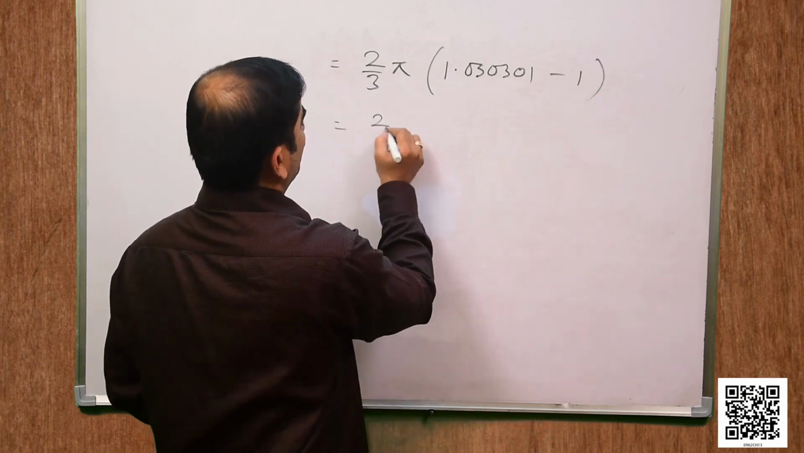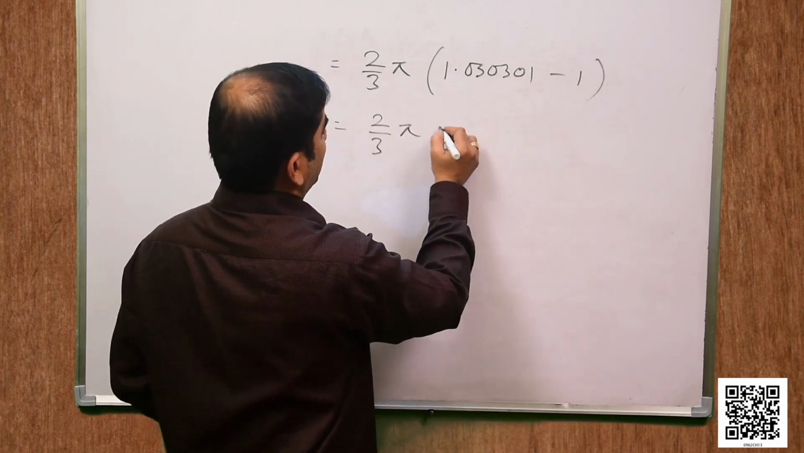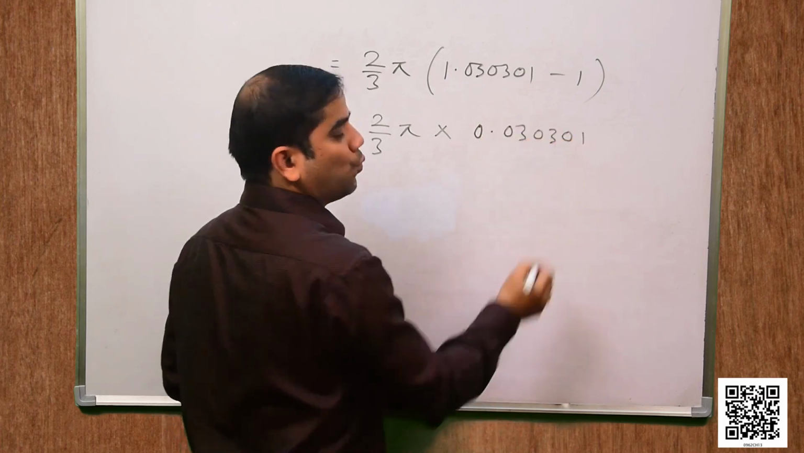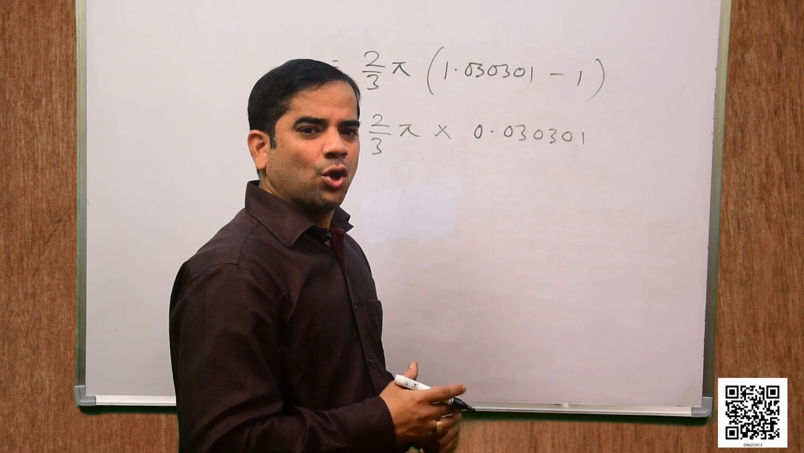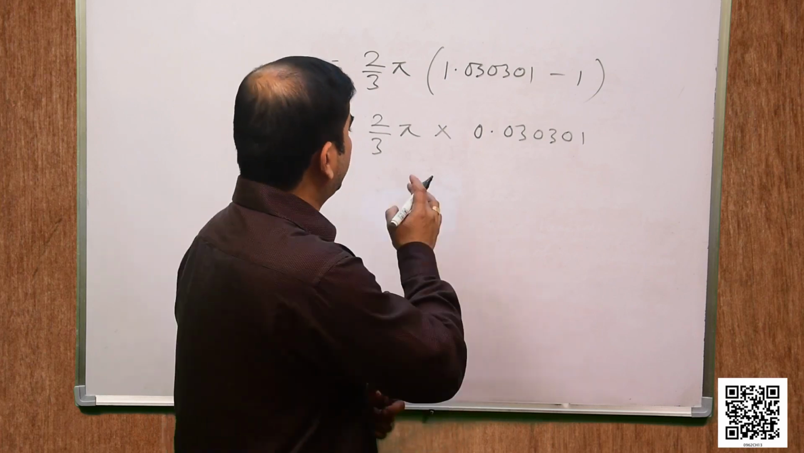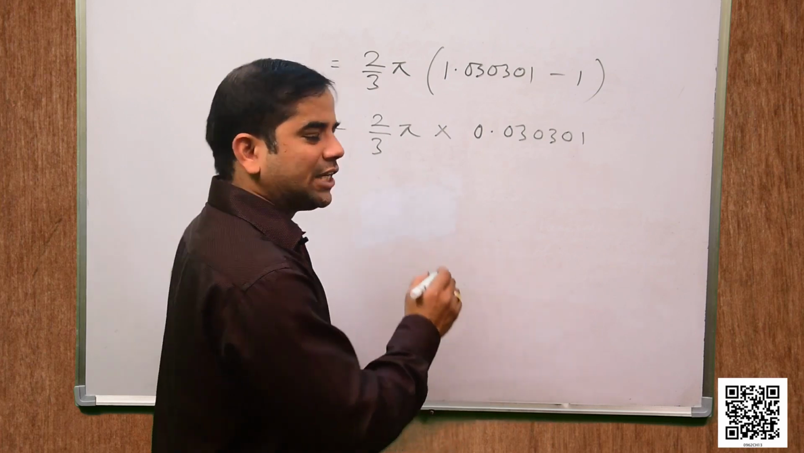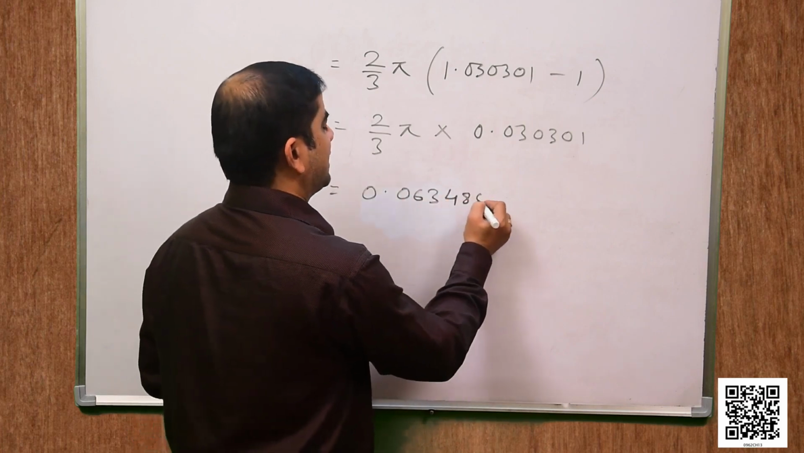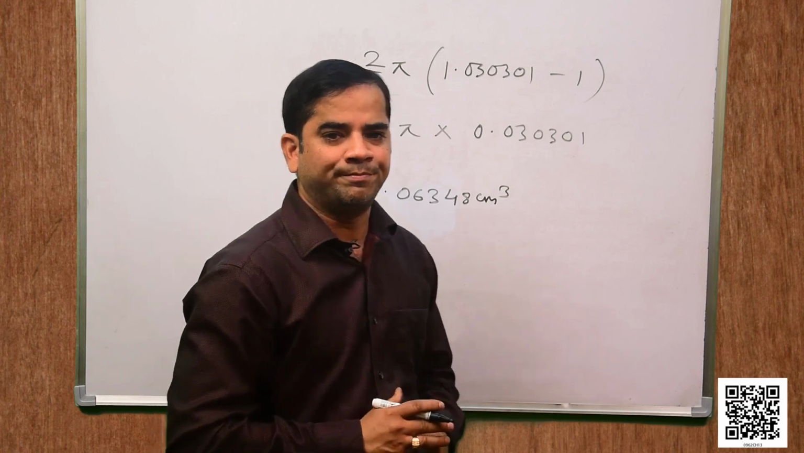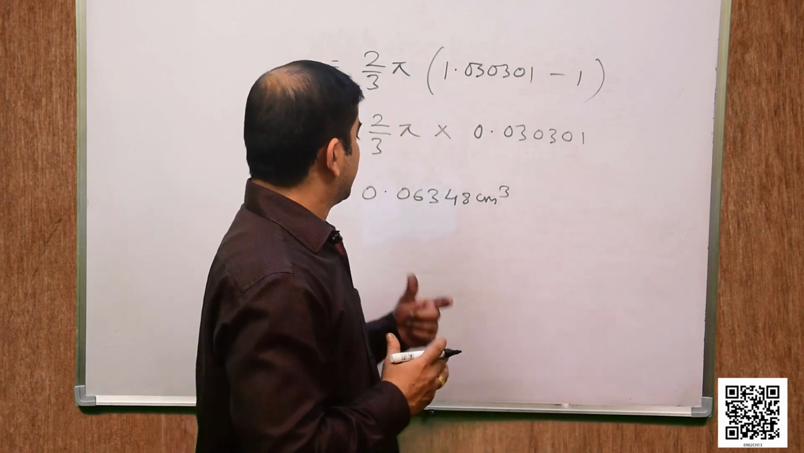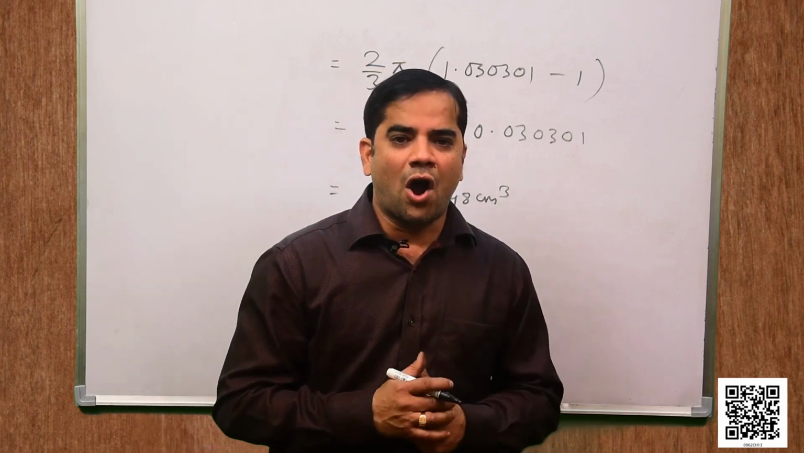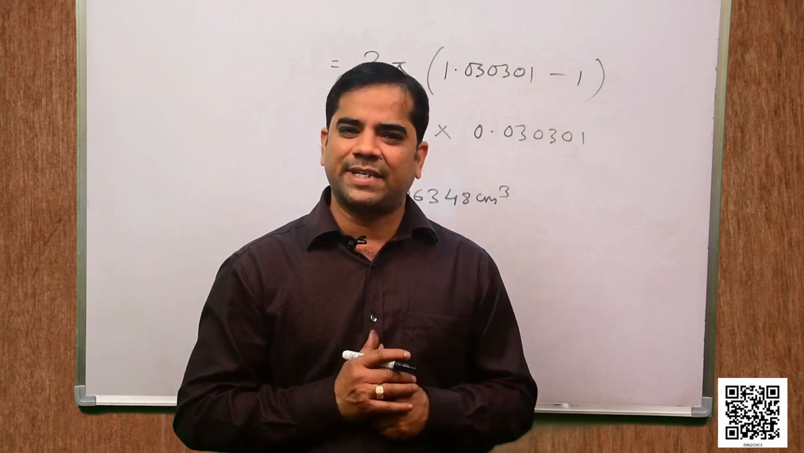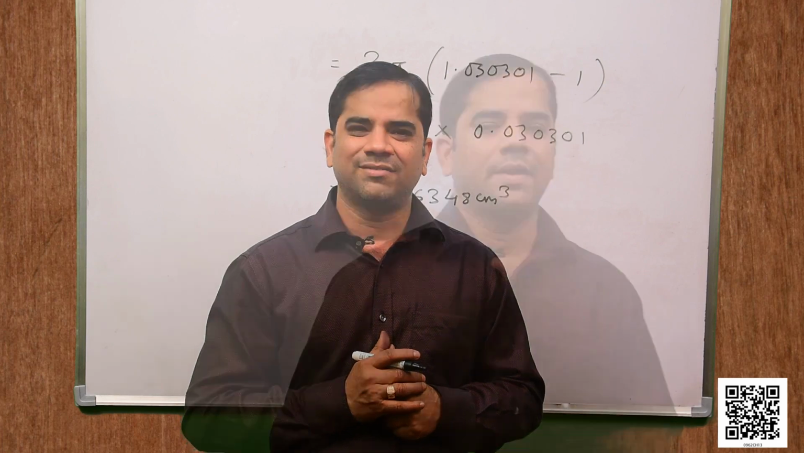So it is 2 by 3 pi multiplied by 0.030301. Okay. So when we calculate, it comes up to a value that is equal to 0.06348 centimeter cube. Okay. This is the volume of iron that is used to make the tank. Hope you understand the solution for this question.